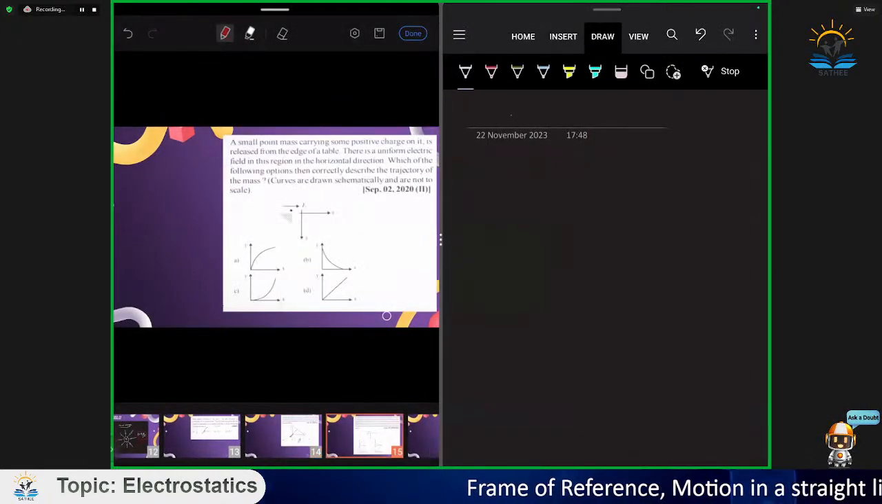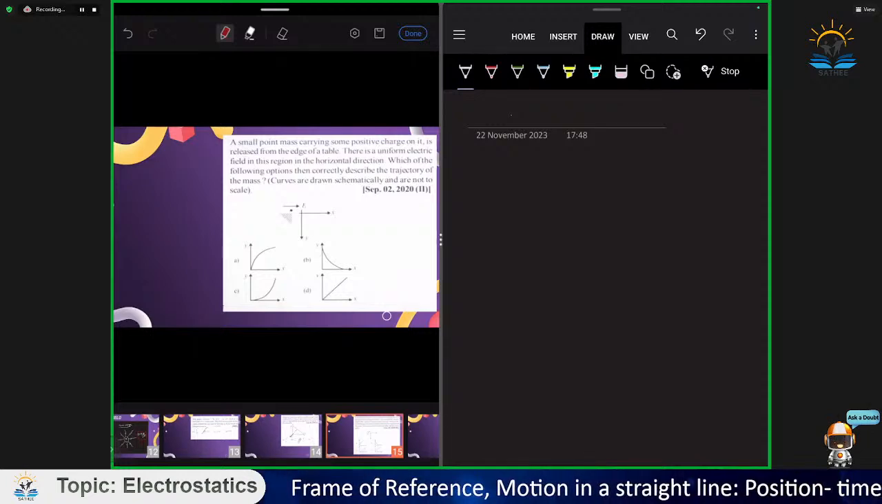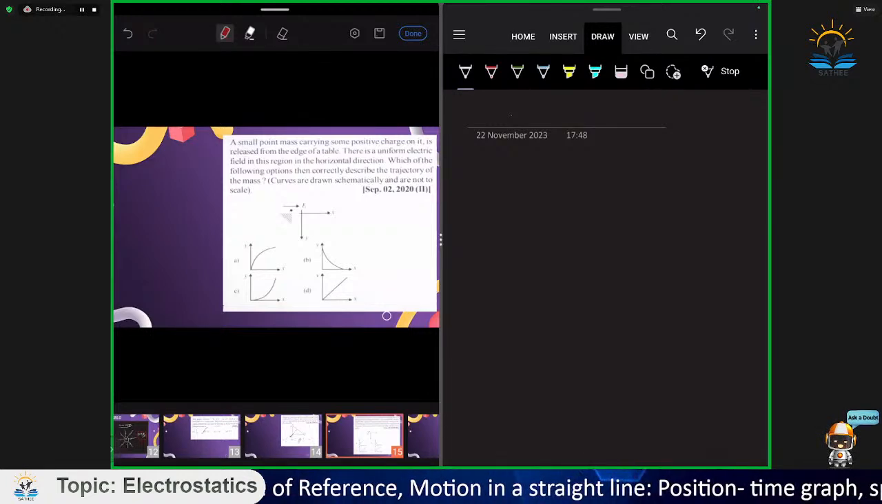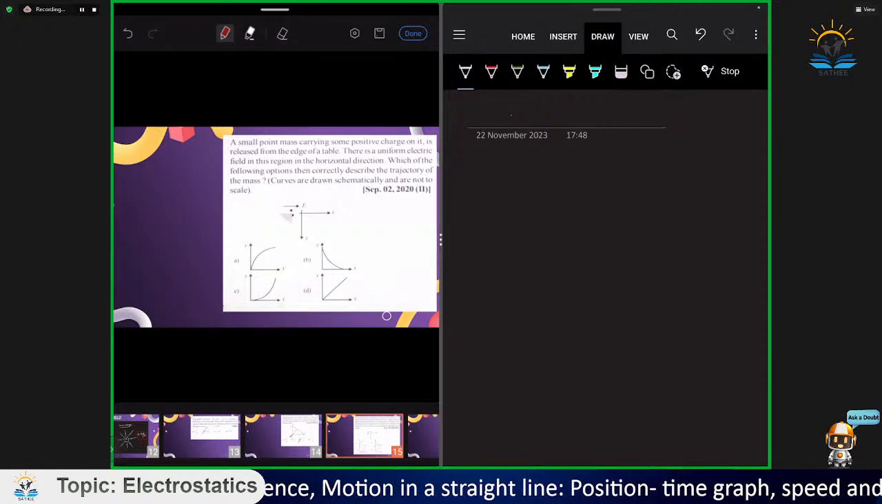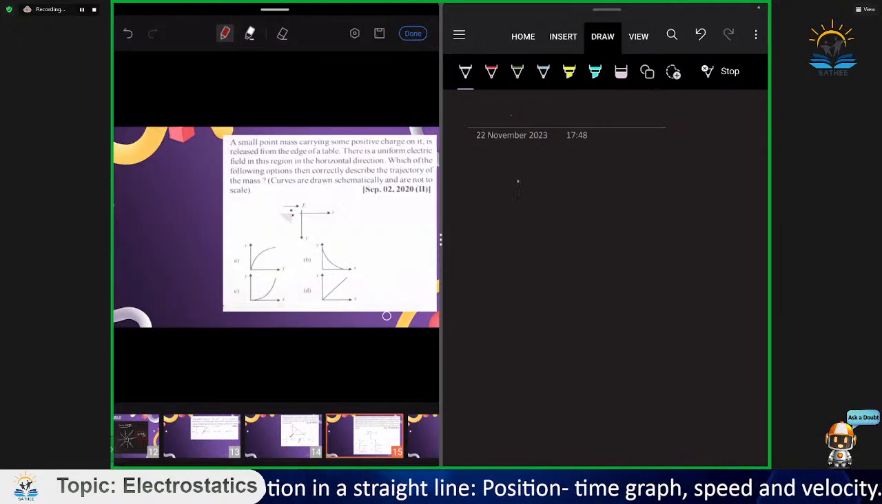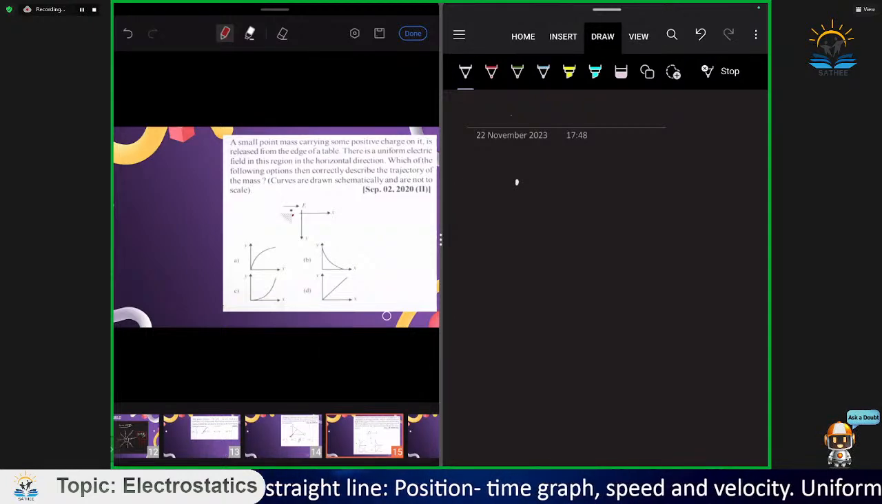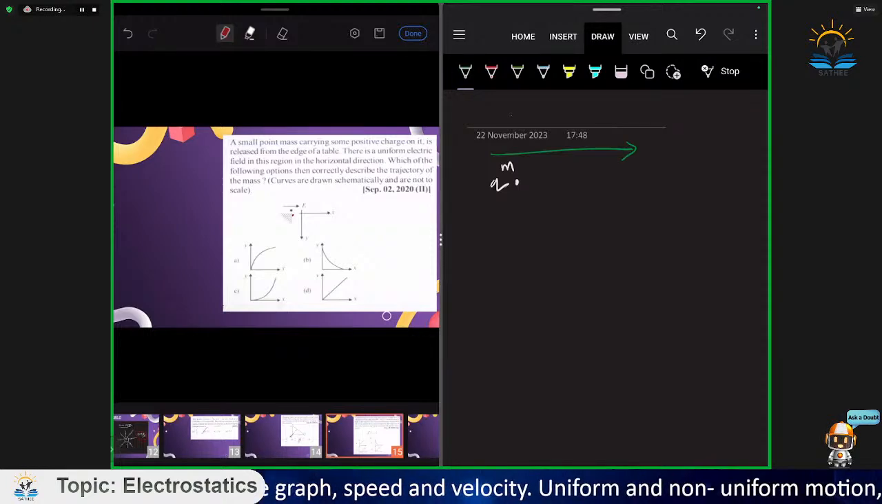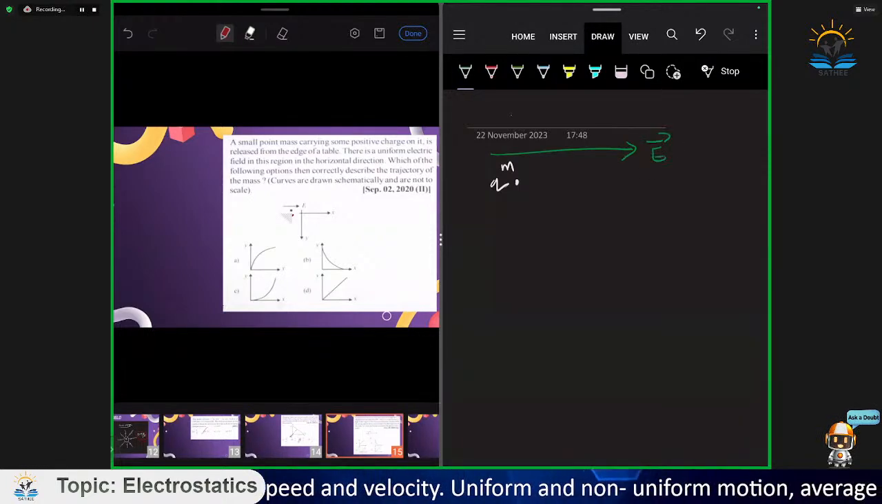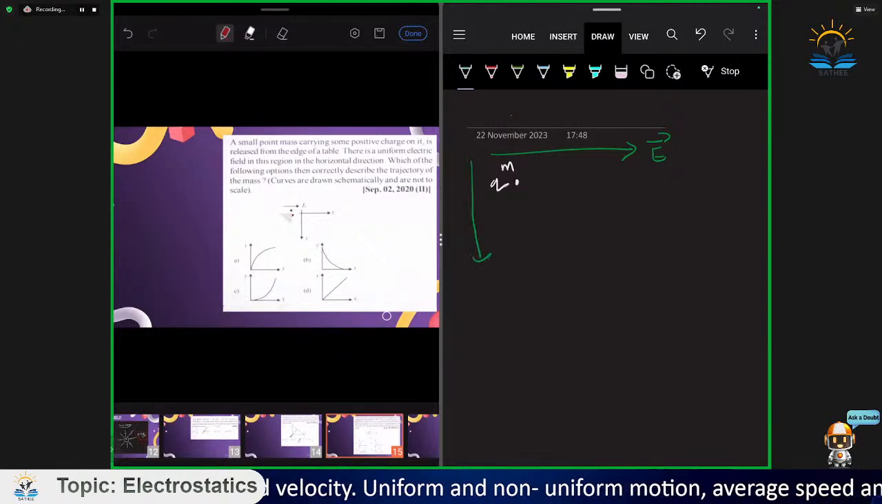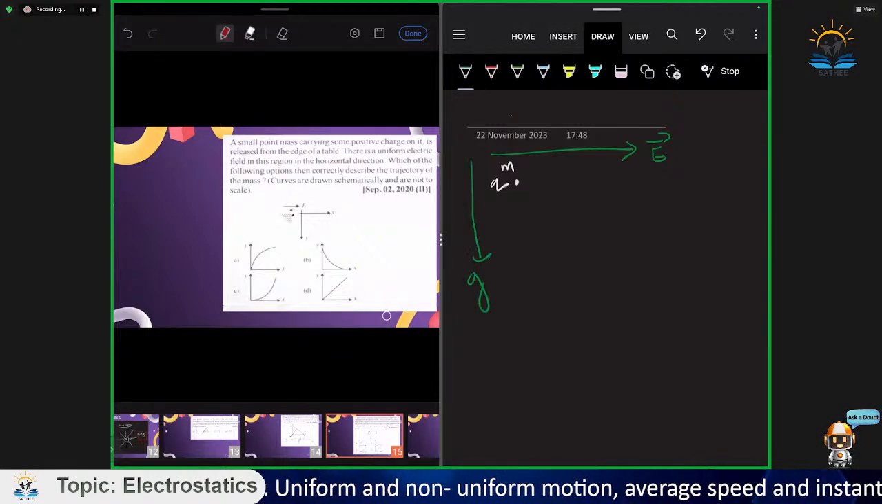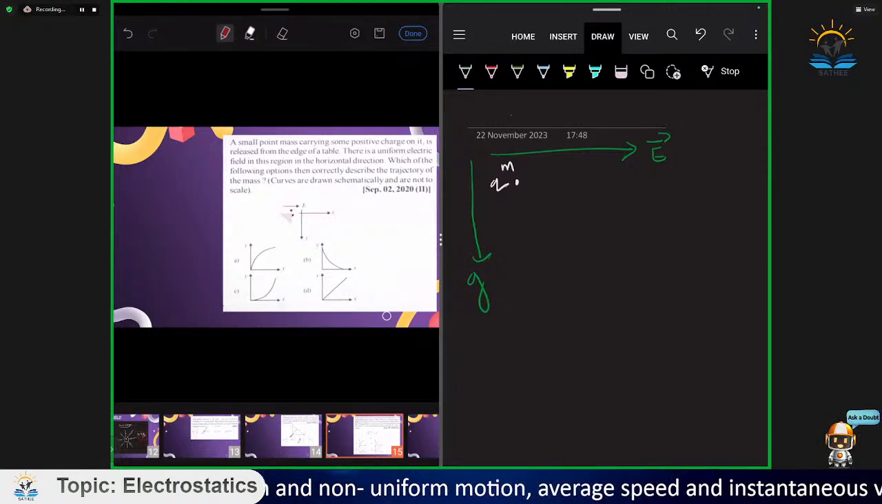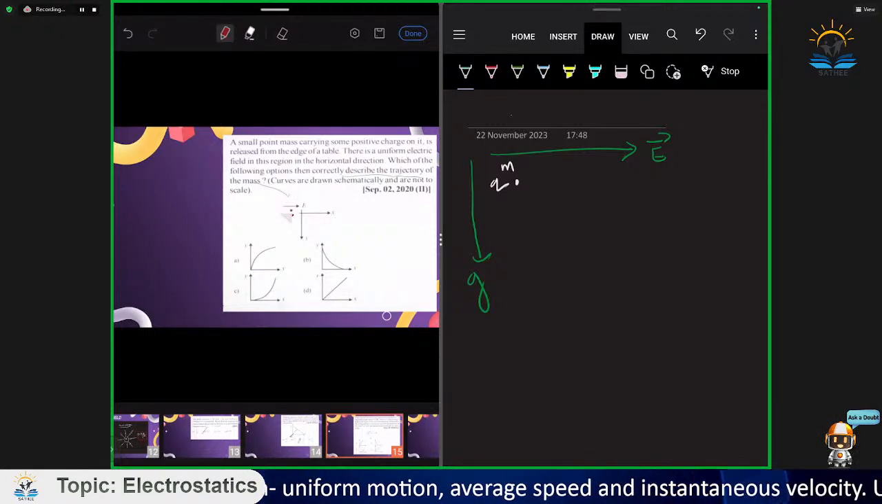Next, a small point mass m carrying some positive charge on it is released from an edge of a table. There is a uniform electric field in this region in the horizontal direction. So see, I released a point mass which has mass m and charge q, and the electric field exists along the positive x-axis, and gravity is acting downwards, along the negative y-axis. We have to describe the trajectory of the mass. Easy.